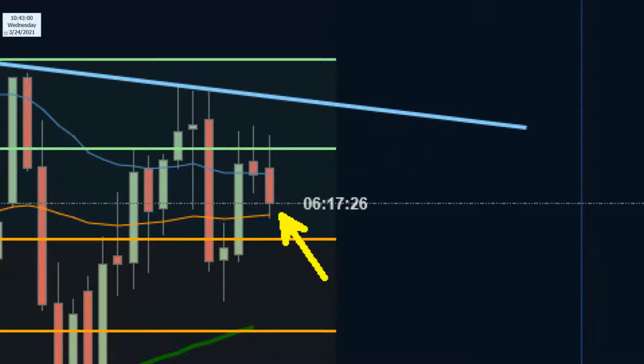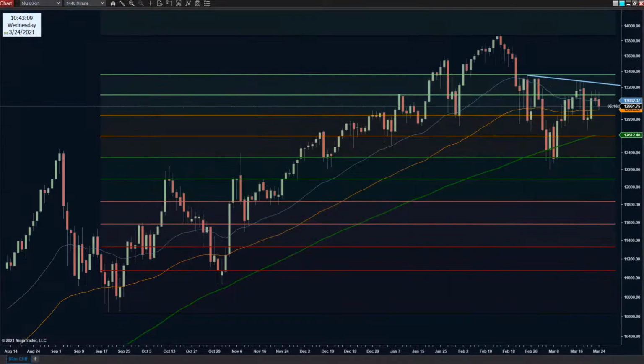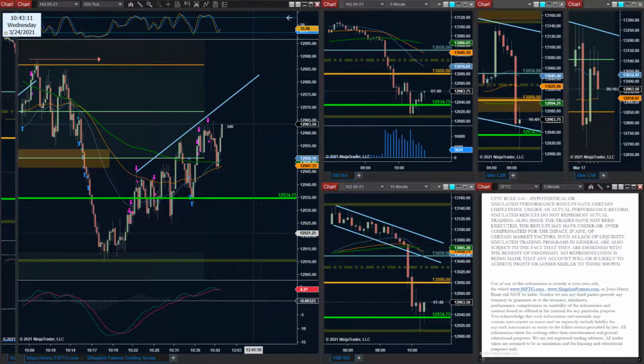So by no means is it game over for the bulls yet. This is the dip buy territory. But if it doesn't start turning up within the next couple hours, they're probably going to start jumping ship. So yes, but with a lot of caveats, I think, is the answer for that one.